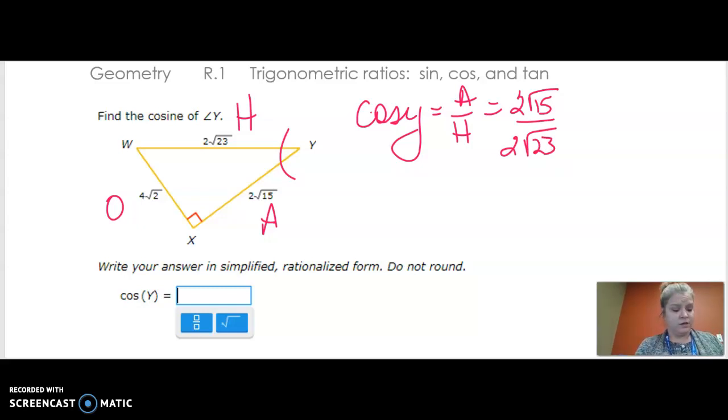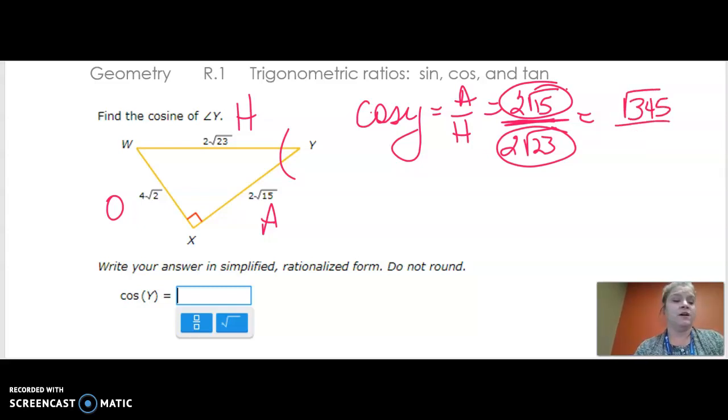Now I'm going to look real quick, because I know that you guys are going to love doing this if you didn't have a calculator. So I'm going to plug this in and see if it works, and it did work. I hit fraction bar, I put this on top, I put this on bottom, I hit enter, and it did give me square root of 345 over 23. Okay, so that's what your answer is going to be.